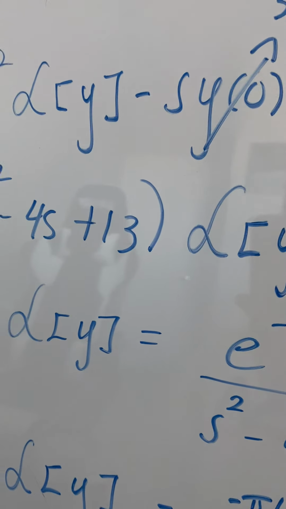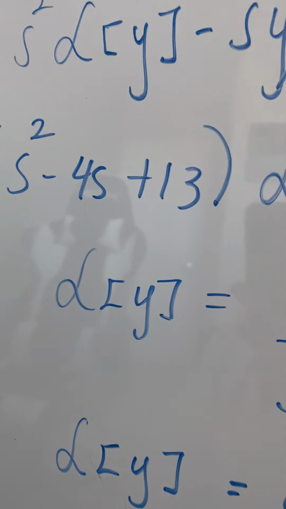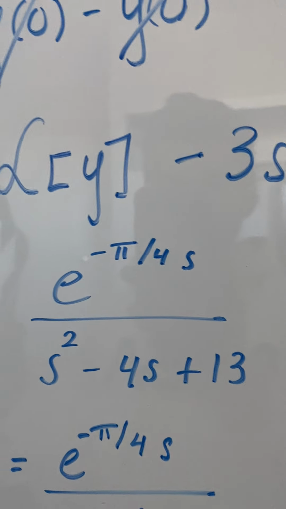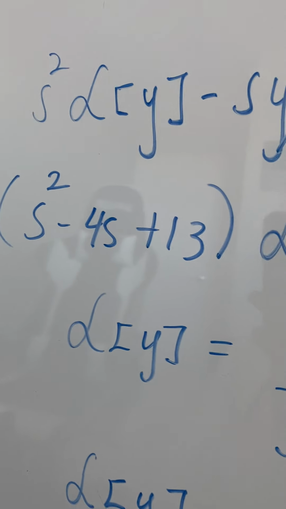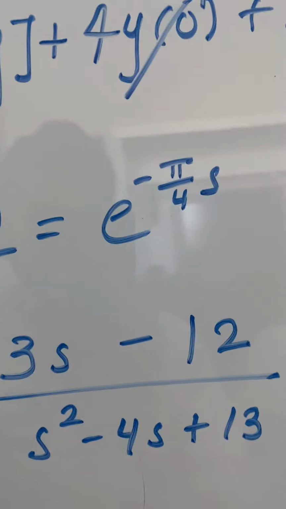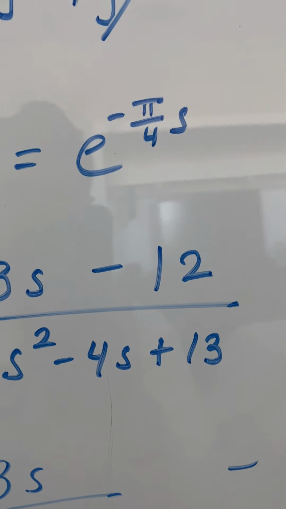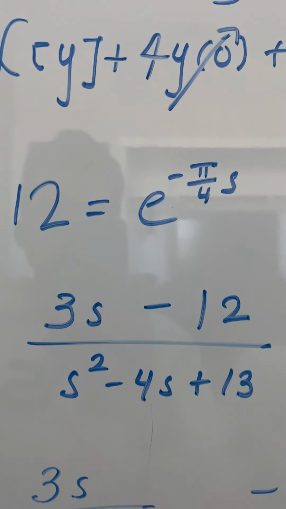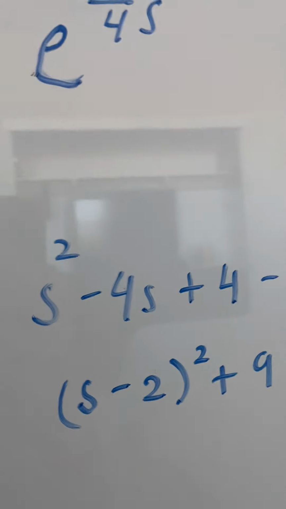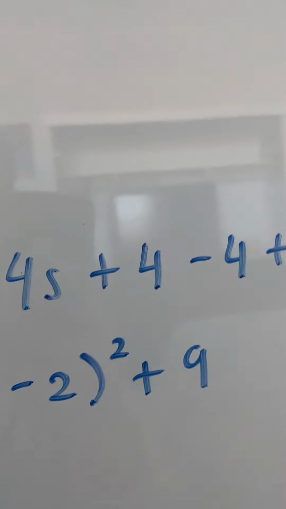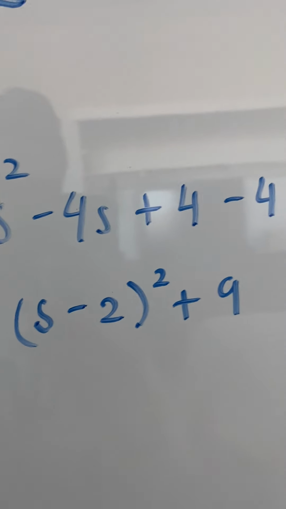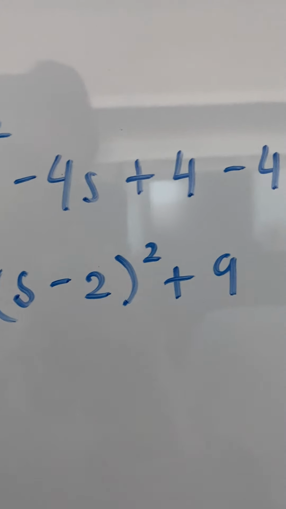And then isolating and solving for Laplace of y, you get Laplace of y is equal to e to the negative pi over 4 s over s squared minus 4s plus 13, plus the 3s minus 12 over s squared minus 4s plus 13. This doesn't factor nicely, so you have to complete the square. And when you do, you take negative 4 divided by 2 and square it, and you get plus 4 minus 4 plus 13, so you get s minus 2 squared plus 9.